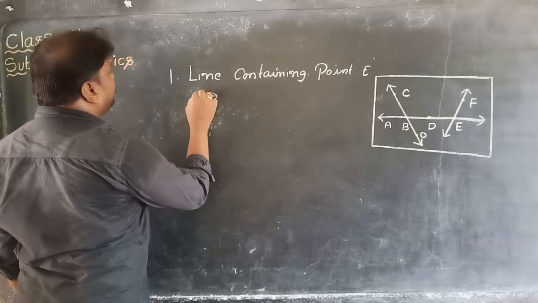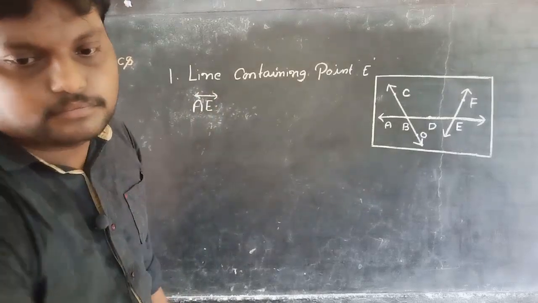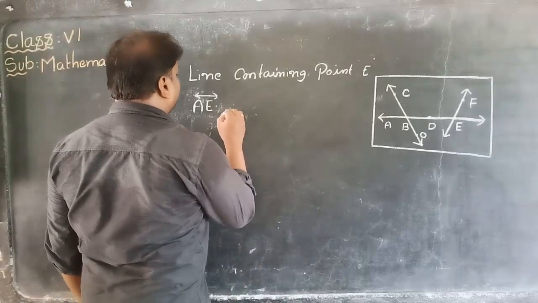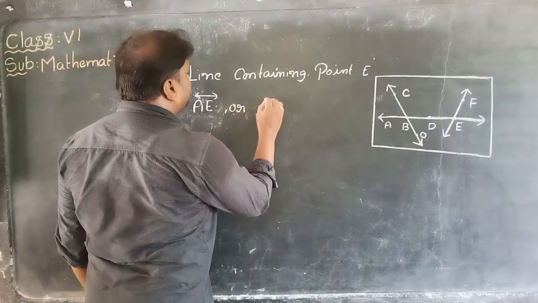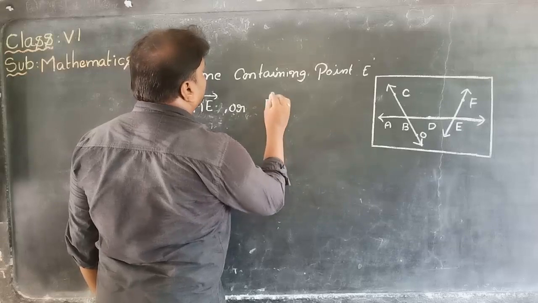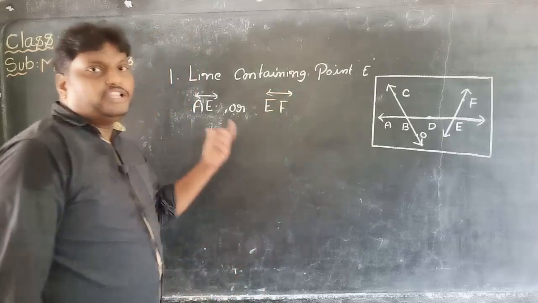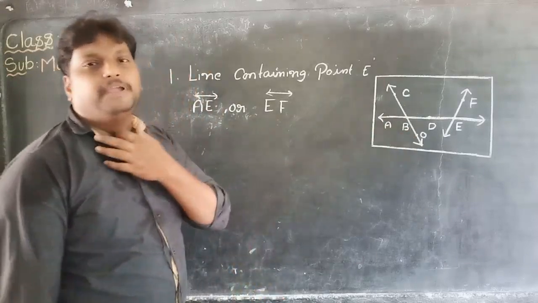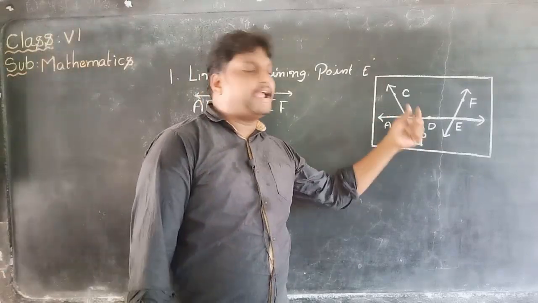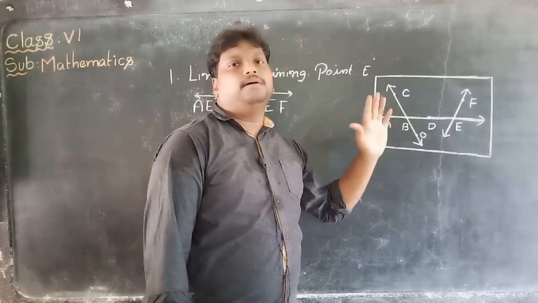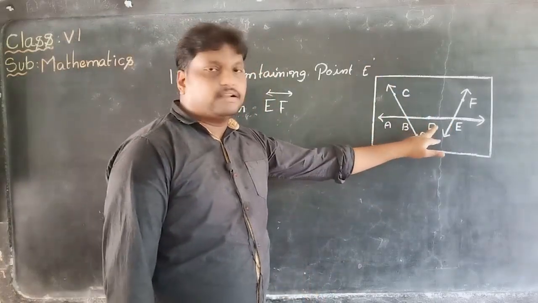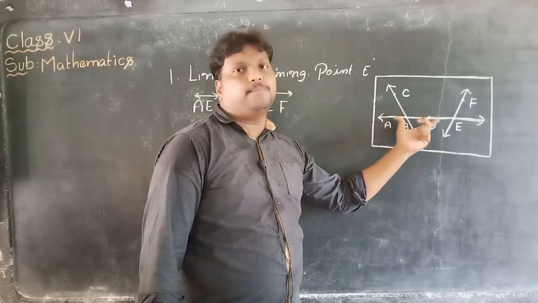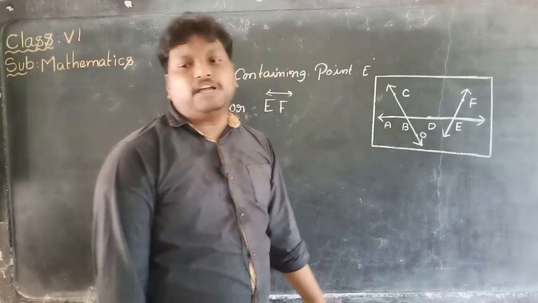We can take AE or EF also. Not only these two, BD also will be a line. BD is also one line, and E is a point on the BD line. This line has some points on it. E is one of the points.